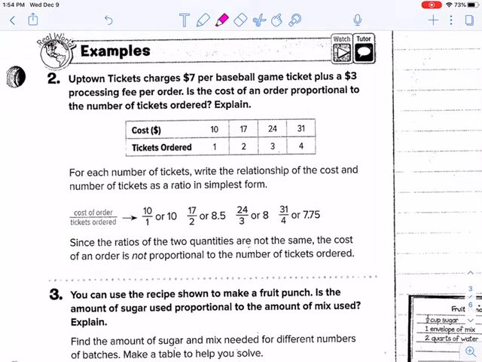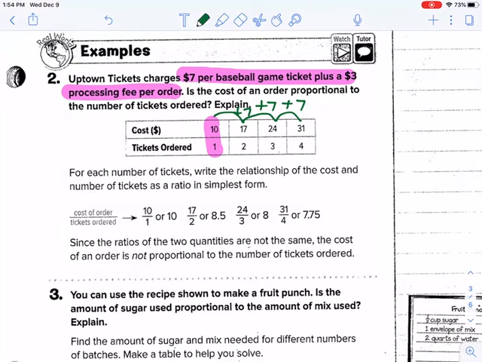Example 2. Uptown Tickets charges $7 per baseball game ticket plus a $3 processing fee. Is the cost of an order proportional to the number of tickets ordered? So if you add the $7 for the ticket plus the $3 processing fee, your first ticket is $10. So that's your unit rate. Then you want to buy another ticket. So all you have to do is add another 7. You need another ticket for another friend, add another 7. Another ticket for another friend, add 7.